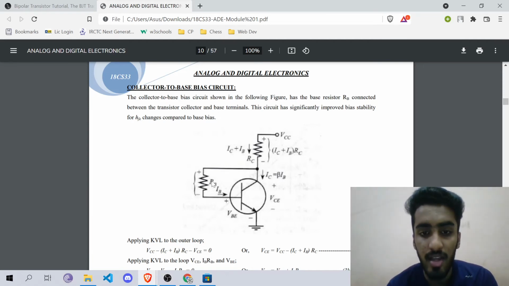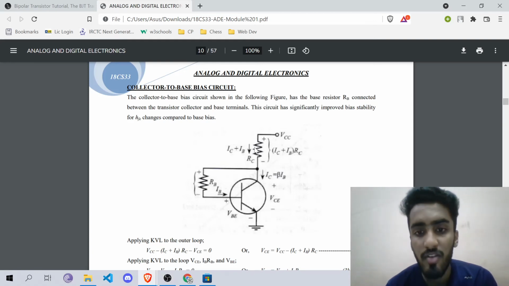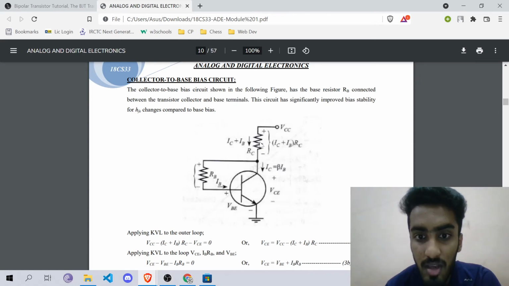Here in the circuit, we can see that the resistor RB is connected across the base terminal and the collector terminal. The current flowing through the resistor RB is IB and the current flowing in the collector is IC. Applying KCL at this node, we get the value of current flowing through RC as IC plus IB. Now, applying KVL to the outer loop. Here the outer loop implies this path: VCC, then current flowing through RC, then the potential difference VCE.